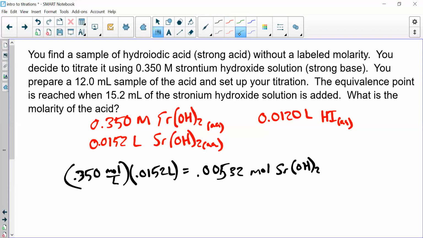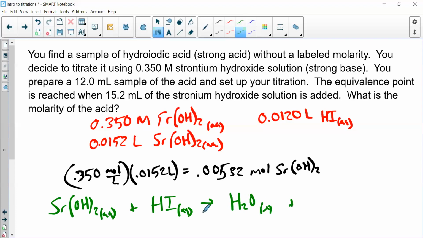Okay. Now it's time for a balanced equation. Strontium hydroxide plus hydroiodic acid yields HOH, liquid water, strontium iodide, which ends up being aqueous, is my salt. We balance this. We have two iodides, so we need two iodides. You could think of this as HOH, meaning one front hydrogen, one hydroxide. Here I have two front hydrogens, so I need a 2 there. That gives me two front hydrogens and two hydroxides, which matches two hydroxides. So this is a 1 to 2 to 2 to 1 ratio.